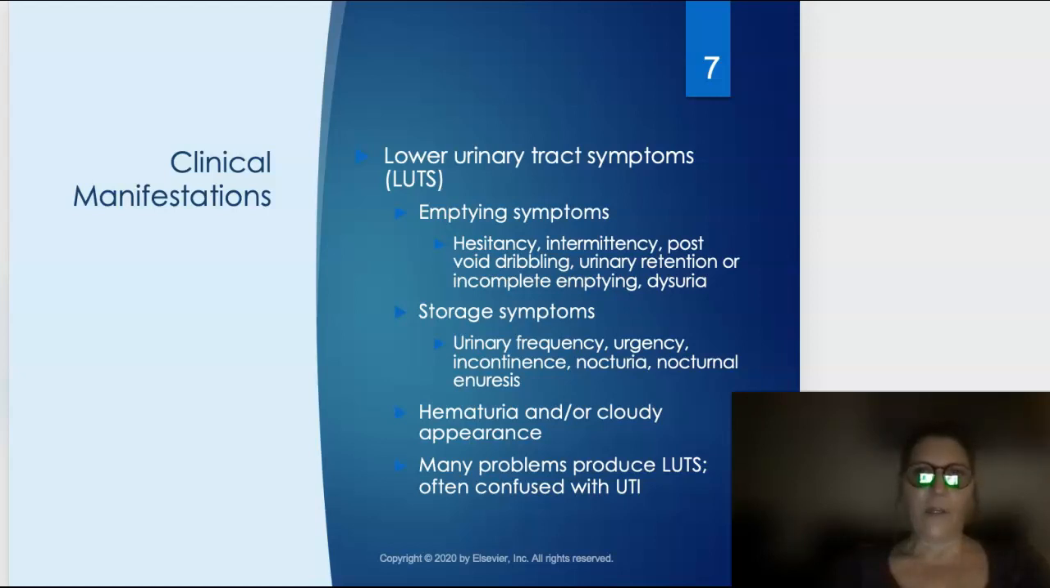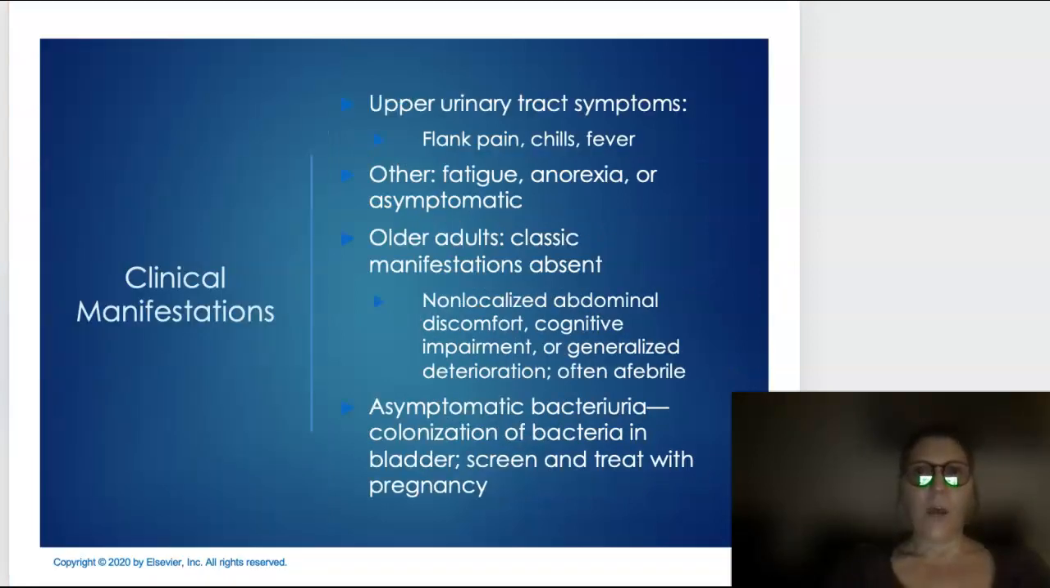Many problems produce a lower urinary tract infection, and it can often be confused with an upper urinary tract infection. An upper urinary tract infection could cause flank pain, chills, and fever. This could be pretty dangerous. It could also cause fatigue, anorexia, or could be asymptomatic. In older adults, the classic manifestations are absent. Often you'll see older adults acting funny, and if they all of a sudden have a change in their character and how they act, the doctor will say, why don't you get a UA and let's see how they're doing, and oftentimes they have a urinary tract infection.